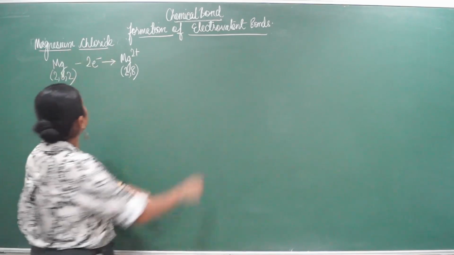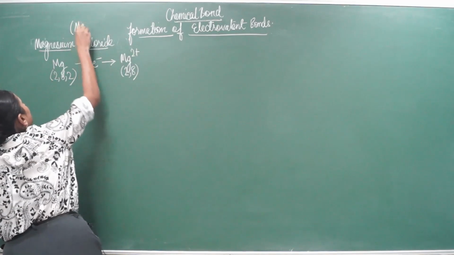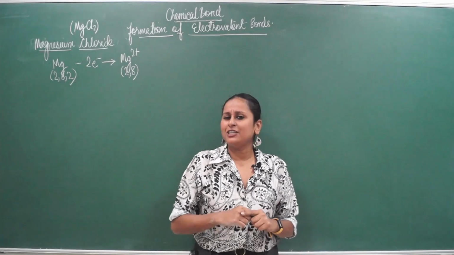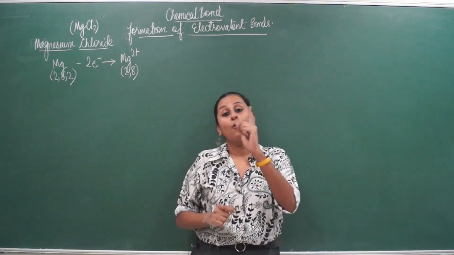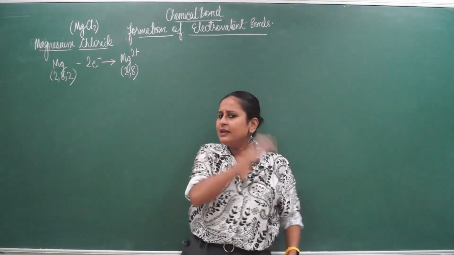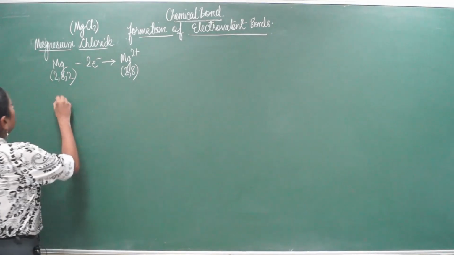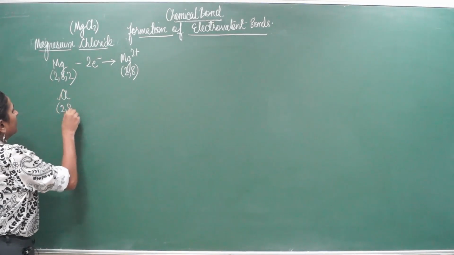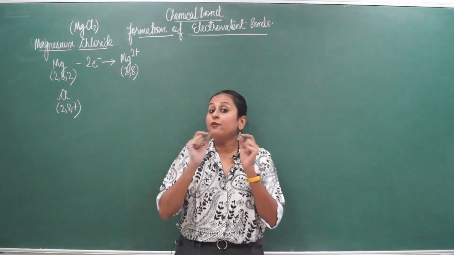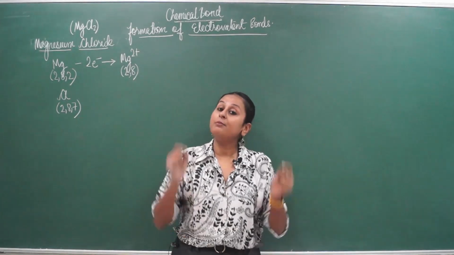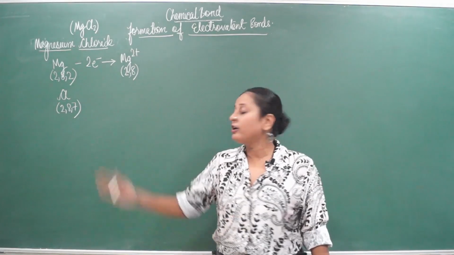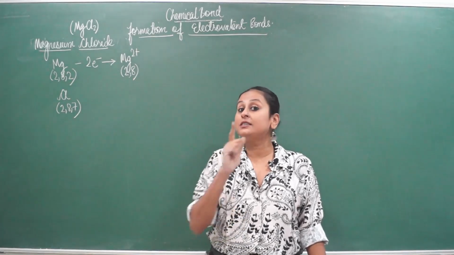Now we have MgCl2. So how many ions of magnesium are present? 1. And how many ions of chloride are present? 2. Why does this happen? Let us see. The electronic configuration of chlorine is 2, 8, 7. So each atom of chlorine, I repeat, each atom of chlorine requires only 1 electron to get its octet stable or become like its nearest noble gas, which is argon.